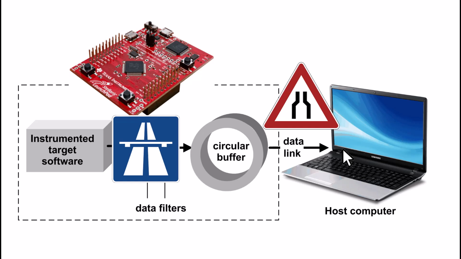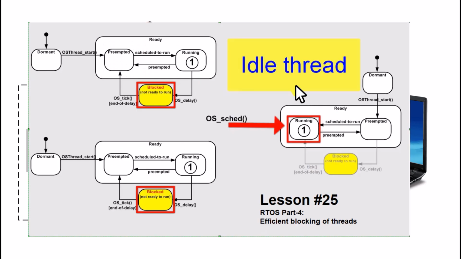To this end, most real-time kernels have a notion of an idle thread, which you first saw in lesson 25 about the RTOS. The scheduler performs a context switch to the idle thread when all application threads have done their job and are waiting for more work. This is the ideal place to send the tracing data to the host.